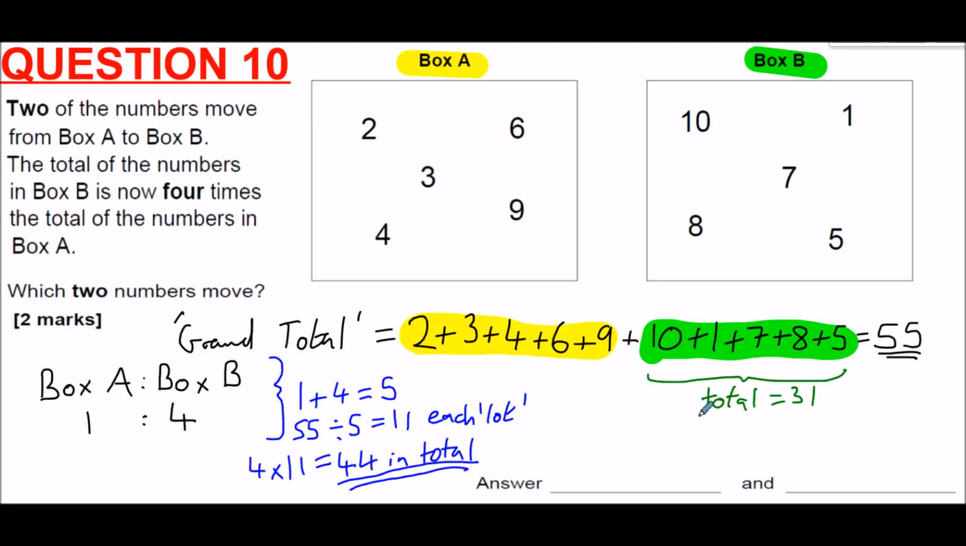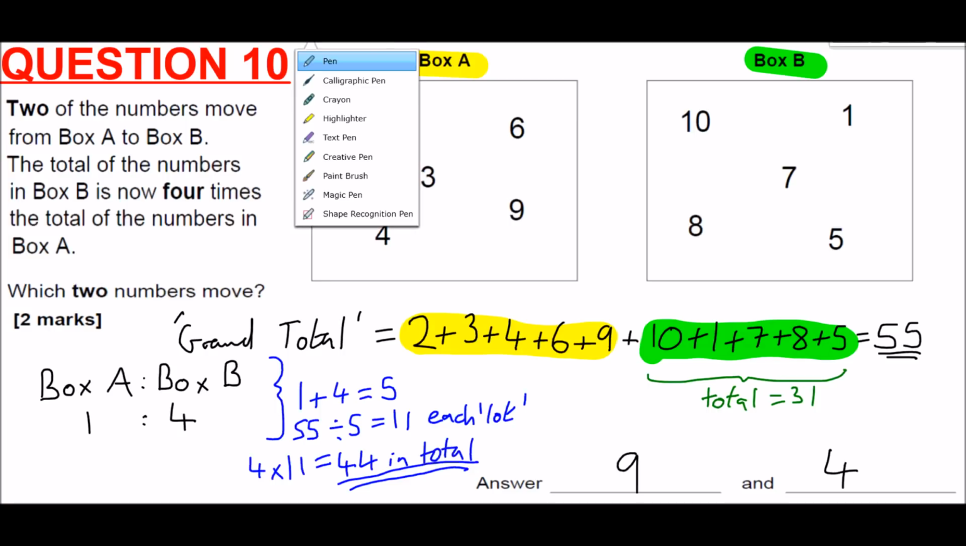If that total is 31 but it rises to 44, then that's a gain of 13. From 31 to 44 is an increase of 13. And so that must mean the two numbers that move must be 9 and 4, because 9 and 4 would give us a total of 13.